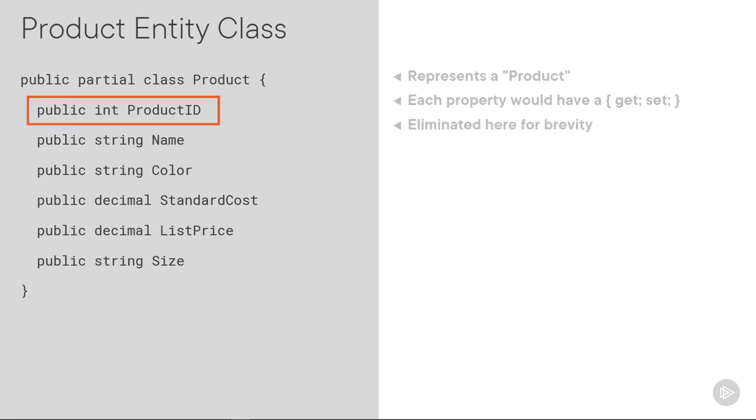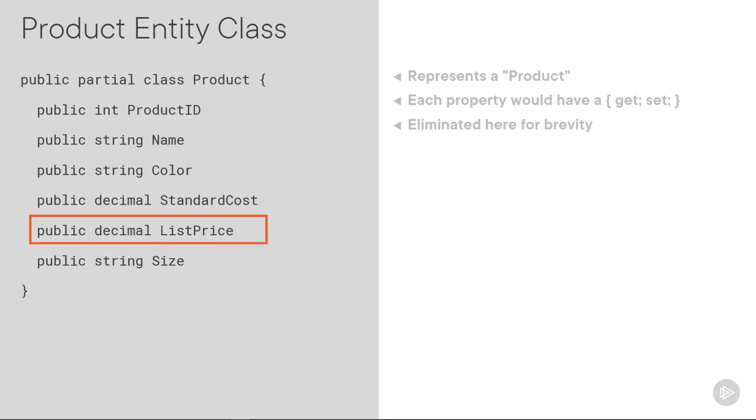But you can see we have a product ID, we have a name, we have a color, we have a standard cost, a list price, and a size for each product.